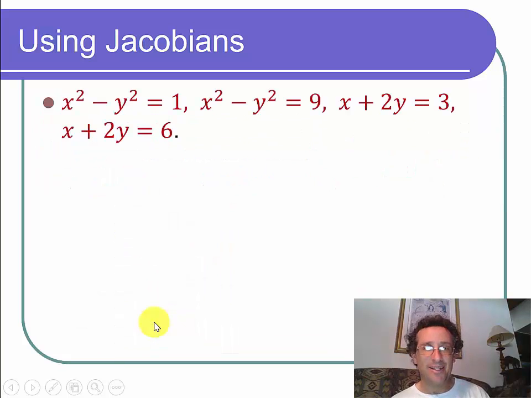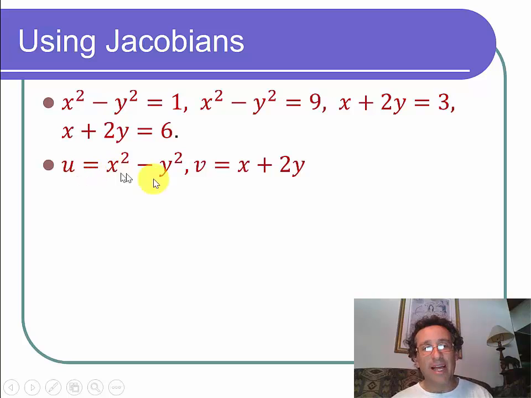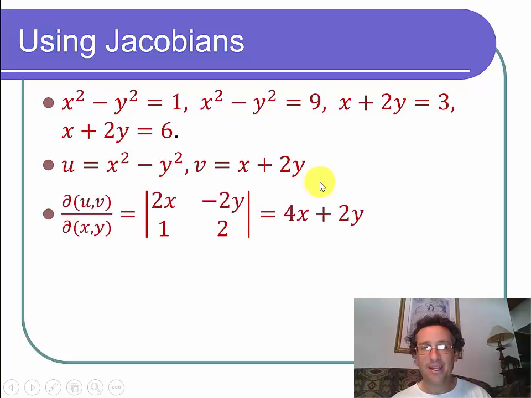And here they are. Notice we have x squared minus y squared is between 1 and 9. We have x plus 2y is between 3 and 6. So we let u equal x squared minus y squared and v equal x plus 2y. And then the Jacobian is very easy.